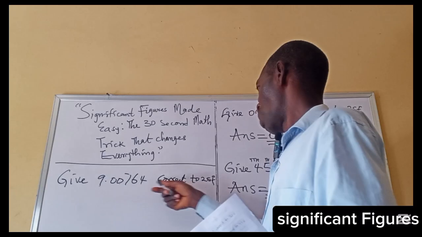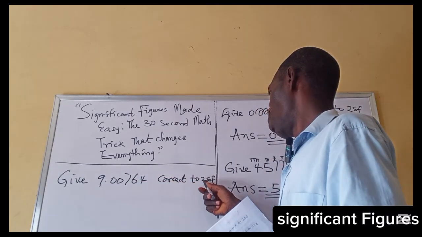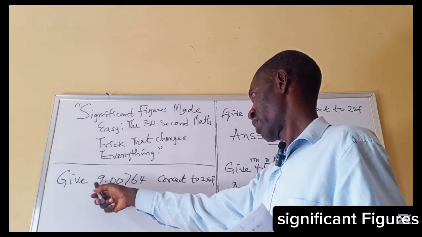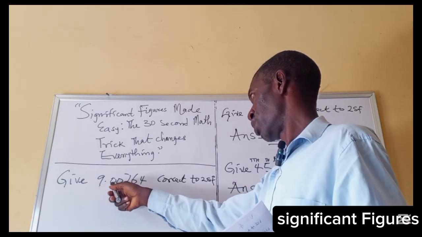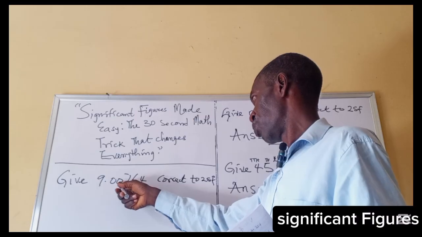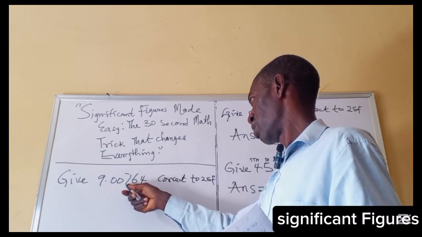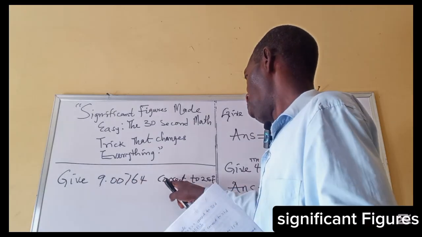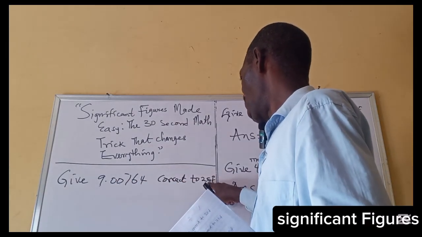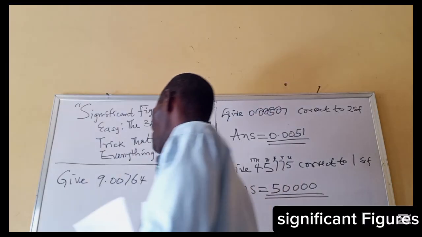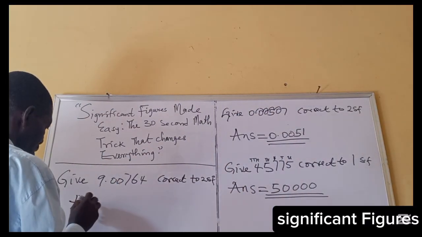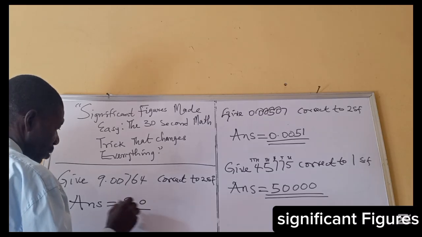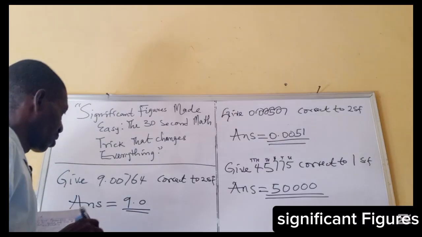Okay, so you have to approximate it or correct to 2SF, significant figure. Now the first significant figure here is 9. The second one is this 0. The third one is this. The fourth one is this. Fifth and the sixth one is this. So in this case now, you are just to approximate or correct to 2 significant figure. So your answer will be 9.0.